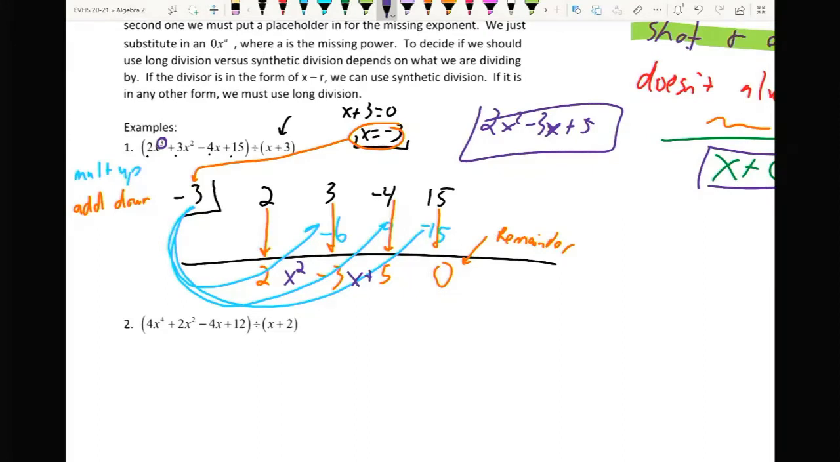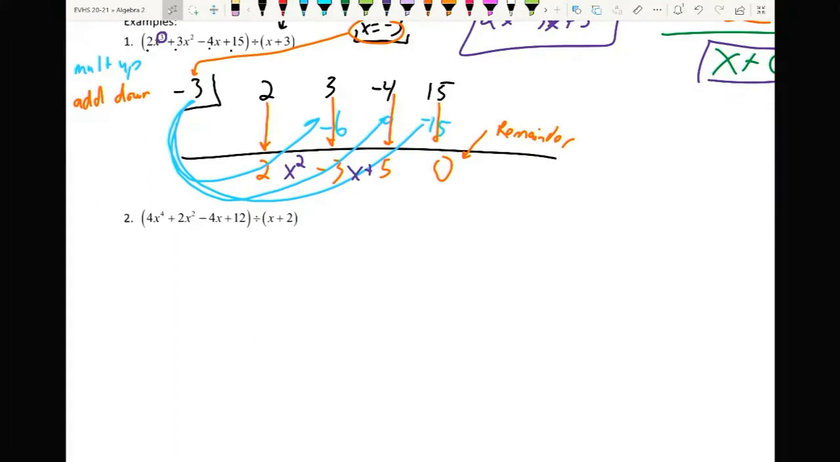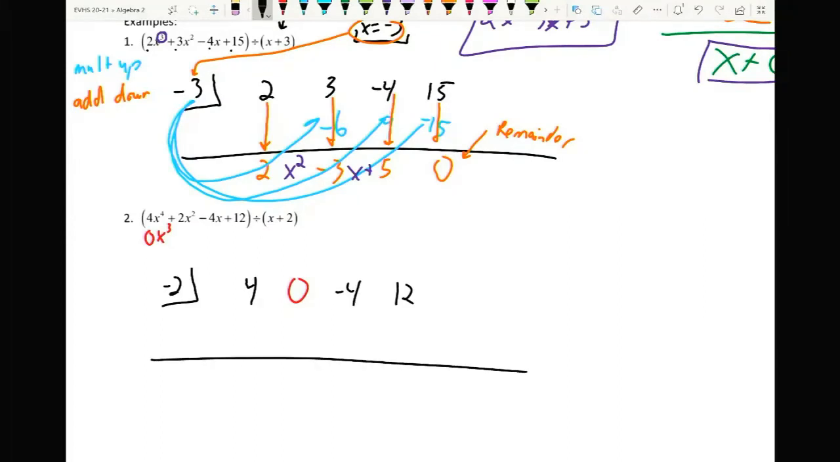Okay, let's actually do that again on number 2. So let's check to see if we're missing any terms. And sure enough, we are. We're missing our x cubed term there. We've got x squared, x to the first. Here we're set up properly at x plus 2. Let's just write everything out. Now we're going to solve that for 0, but you're essentially just switching the sign. It's negative 2. Now let's use our coefficients. We got 4. Now we got to have our 0 for the x cubed, and then negative 4 and positive 12. Okay, multiply up, add down.